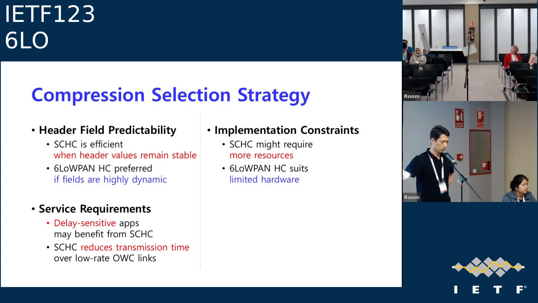Based on that table and information, we can give some considerations for using both schemes together. The first one is header field flexibility. When the header values remain stable, SCHC is efficient, and when the header is highly dynamic, 6LoWPAN header compression will be preferred. On implementation, SCHC might require more resources, and 6LoWPAN header compression will suit limited hardware. The last one is the service requirement: SCHC gives some benefit for delay-sensitive traffic, and processing and transmission time may be reduced.